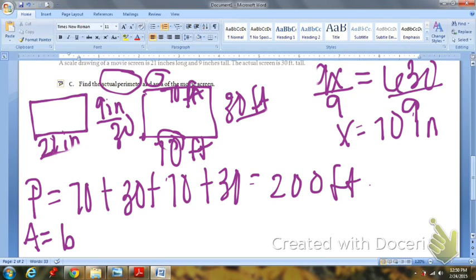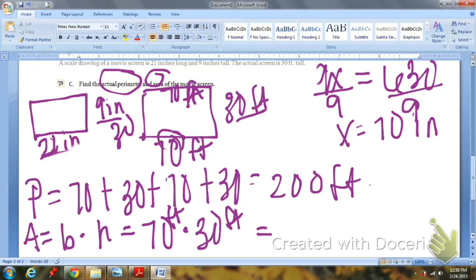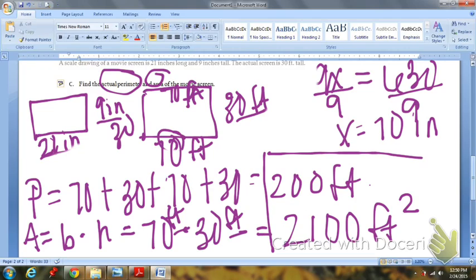Now we also have to find our area. Area is base times height, which is 70 feet times 30 feet, which is 2,100 feet squared. Because once again, feet times feet is feet squared. So part C, our answer is our perimeter of the actual movie screen is 200 feet, and the area of the actual movie screen is 2,100 feet squared. Is that a reasonable answer? Are movie screens really that large? Why, yes, they are. So that is a reasonable answer, and we are finished with this problem.